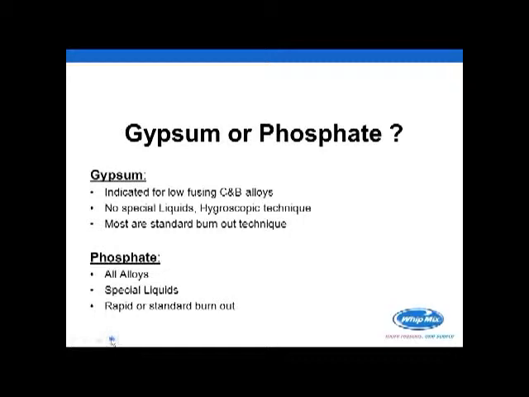Most of them were standard burnout technique. You'll notice also something that says a hygroscopic technique. Some of you might even have an old hygrobath laying around the lab somewhere. Most of these gypsum investments were designed as inlay investments. They had very little expansion.